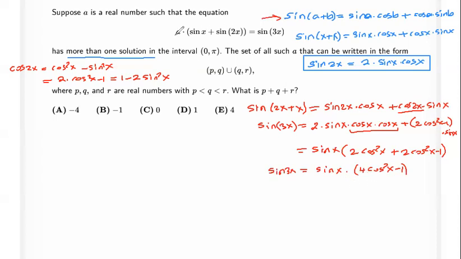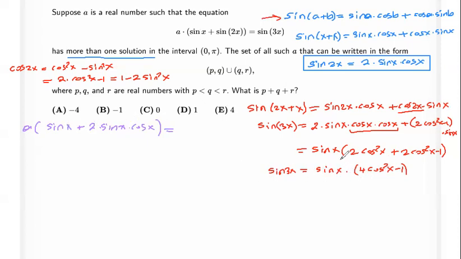But let's go back to our actual problem. On the left side, we have a times sine x plus sine 2x, which is this identity, so 2 times sine x times cosine x. On the right side, we have sine 3x, which looks like this. Since we have sine x here, there is a sine x right here.